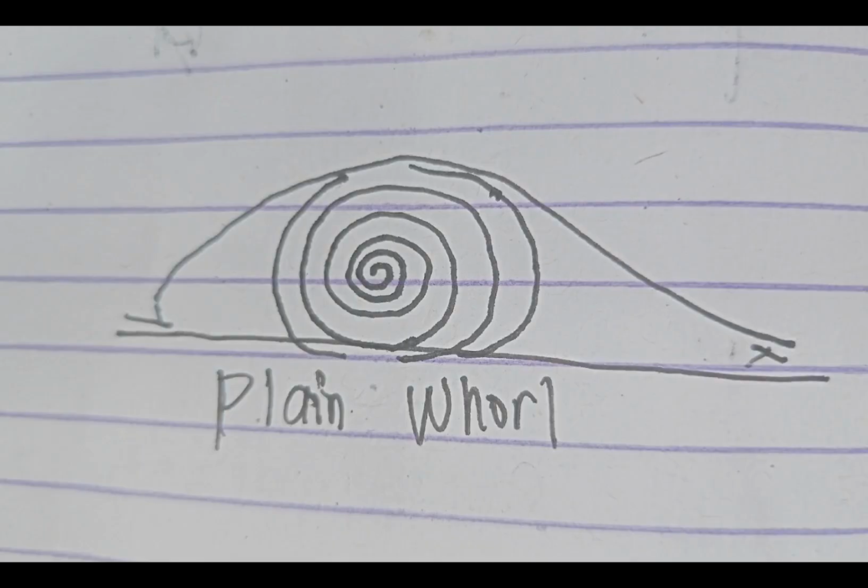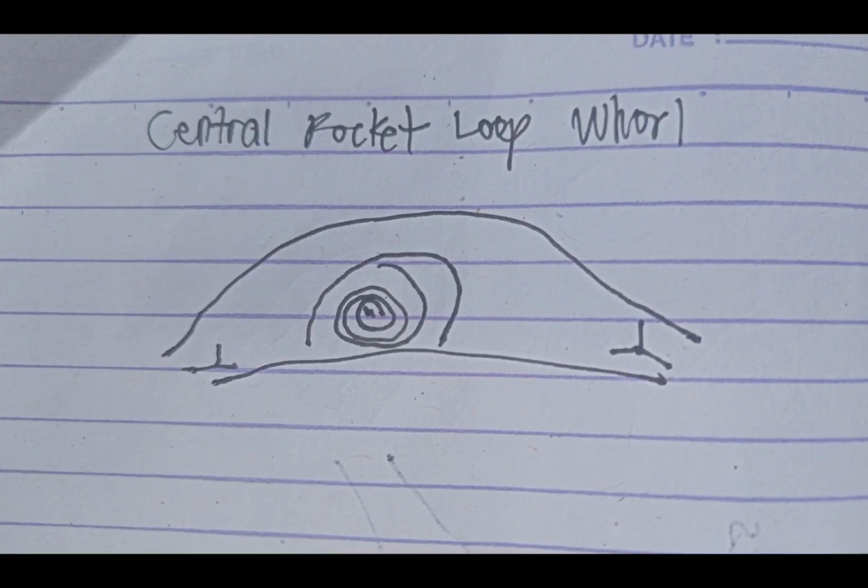Plain whorl. A plain whorl has two deltas, triangular points, and at least one ridge that forms a circular or spiral pattern. Ridges tend to form a concentric design around the center.